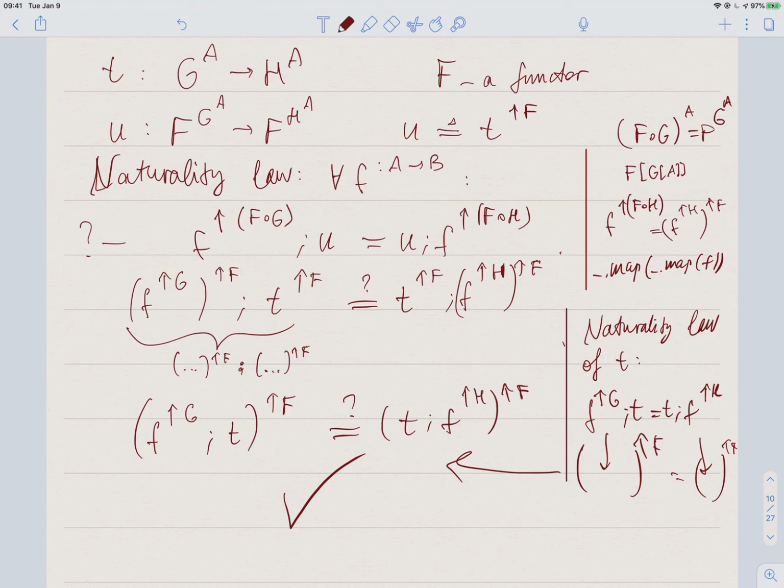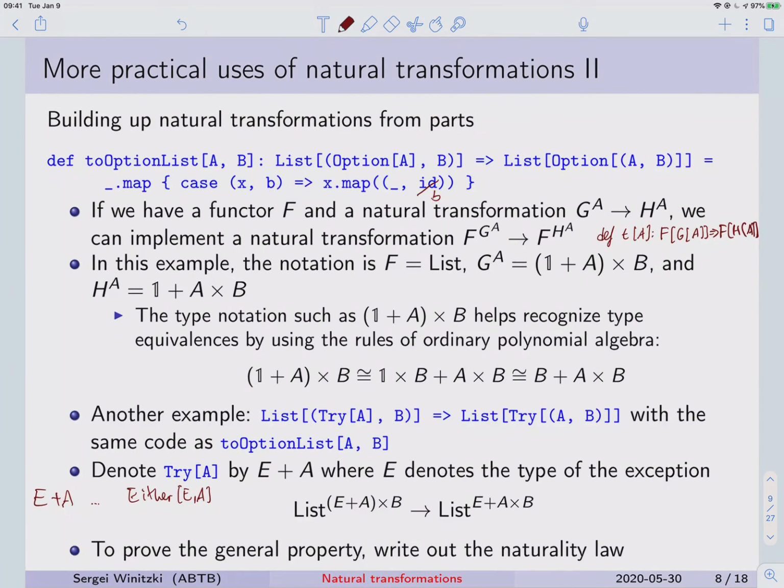So then this is a general construction that we don't have to prove every time. And the result is that whenever we have this kind of situation, we know that it is a naturality law that automatically holds for this natural transformation.